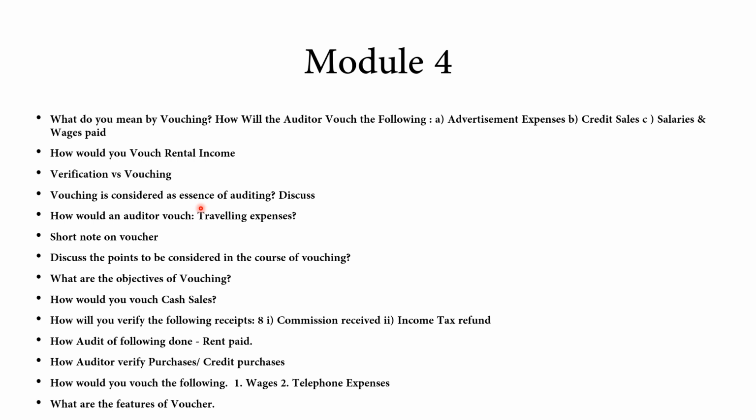Vouching is considered as an essence of auditing. That's nothing but the importance of vouching. Then we have how would an auditor vouch a traveling expense, write a short note on voucher. Explain various points to be considered in the course of vouching, objectives of vouching, how would you vouch cash sales, commission received, income tax, rent paid, credit purchases, wages, telephone expense.